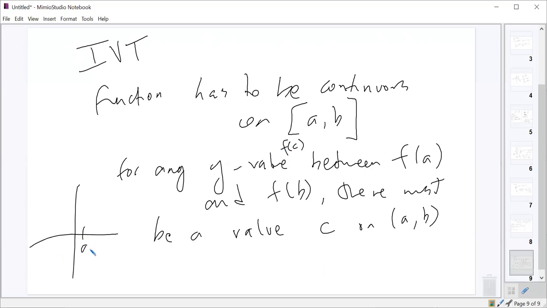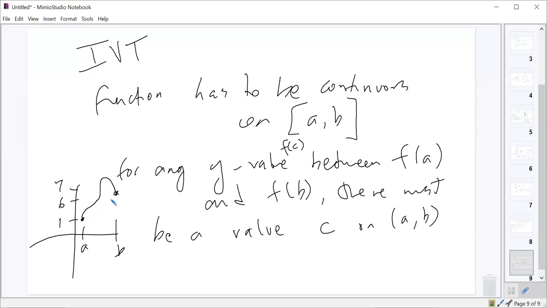So if I have a function going from A to B, and it does something like this. Doesn't matter exactly what it does, but for every value that is between f of A and f of B, I am 100% guaranteed, suppose this is 1 and this is 7, if I ask, is there a place where the function equals 6 in between? Well, most definitely. There must be a place between A and B where the function equals 6, because this function was continuous, and I could not have possibly skipped over 6 for a continuous function to get from 1 to 7.